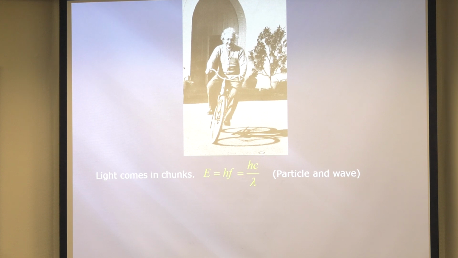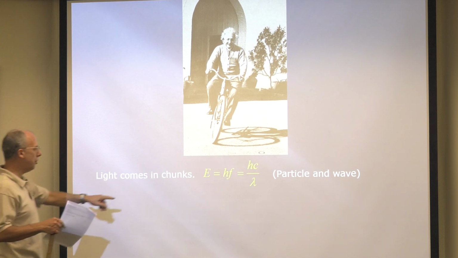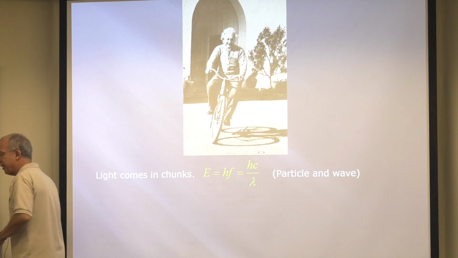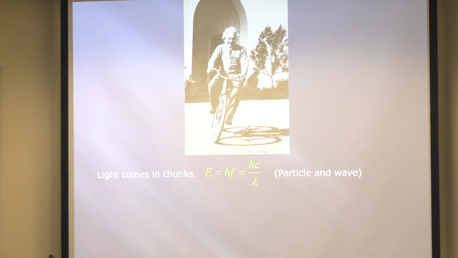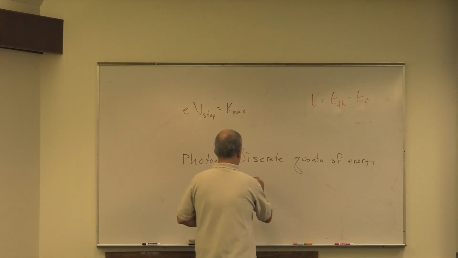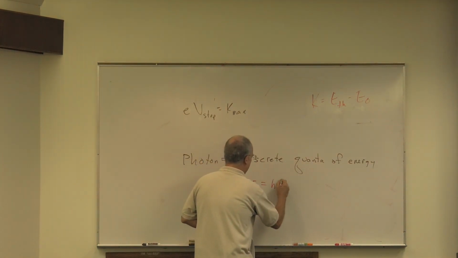Okay? Discrete quanta of energy. I like to say light comes in chunks. Now, every photon, or every chunk, or every discrete quanta of energy, has energy E equals hf. So you can see there's that frequency dependence, right? That energy is related to frequency.